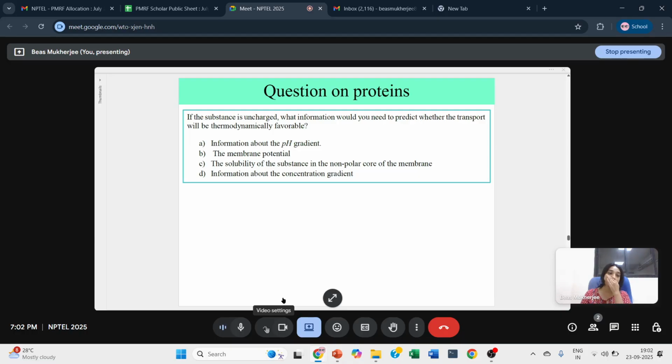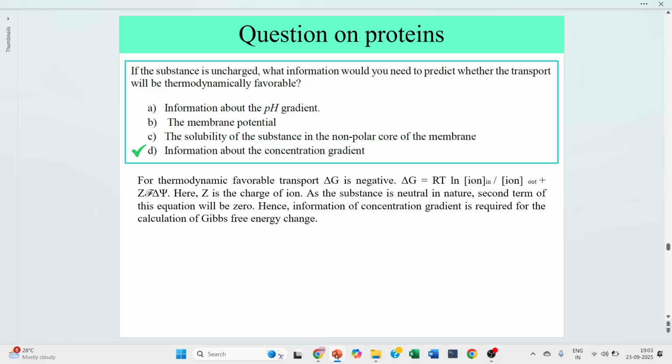If the substance is uncharged, what information would you need to predict whether the transport will be thermodynamically favorable or not? Information about the pH gradient, information about the membrane potential, information about the solubility of the substance in the non-polar core of the membrane, and information about the concentration gradient. Okay. So which one do you think would be the answer?